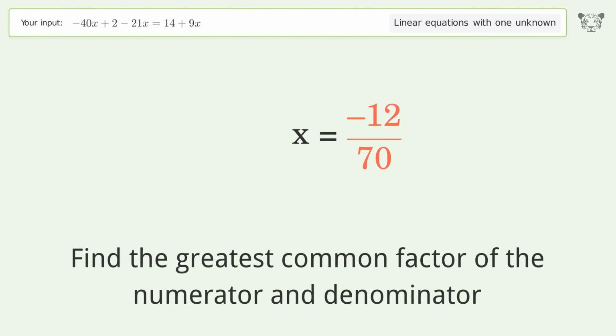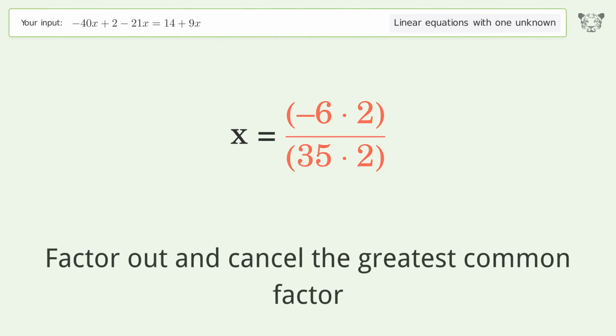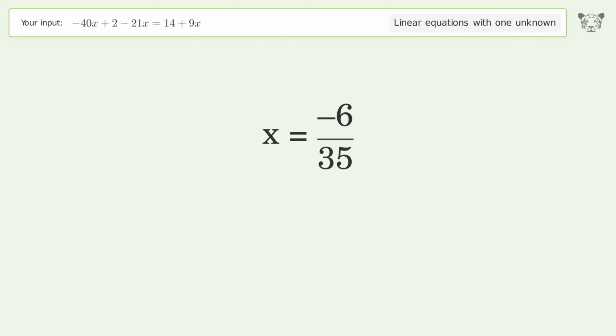Find the greatest common factor of the numerator and denominator. Factor out and cancel the greatest common factor. And so the final result is x equals -6/35.